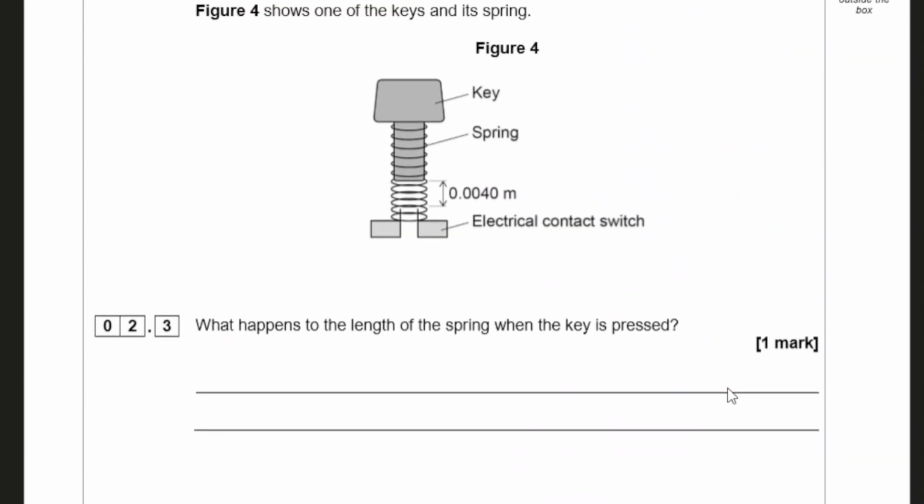Figure 4 shows one of the keys and its spring. So you can see this key here with the spring underneath it, and there's 0.004 meters of space between the key and the electrical contact switch. What happens to the length of the spring when the key is pressed? Well, the length of the spring goes down or decreases.